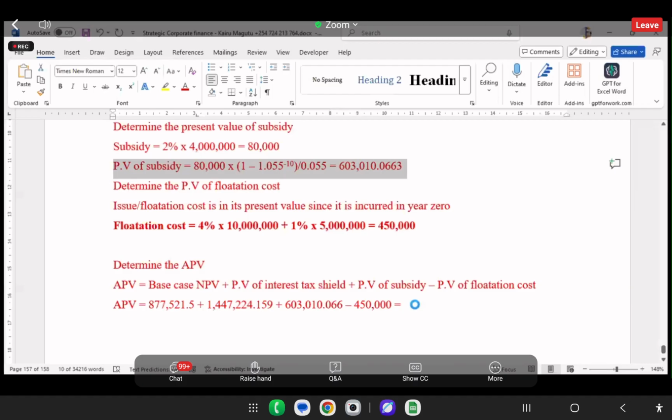So how much is the adjusted present value? Someone is asking, what about the interest forgone on the subsidy? What is the meaning of the subsidy? I think that interest that is forgone is the subsidy. That is the subsidy.